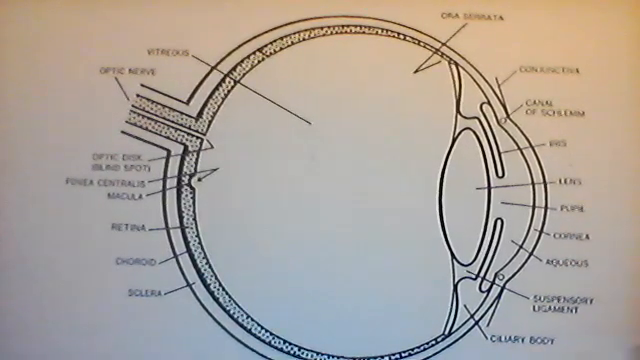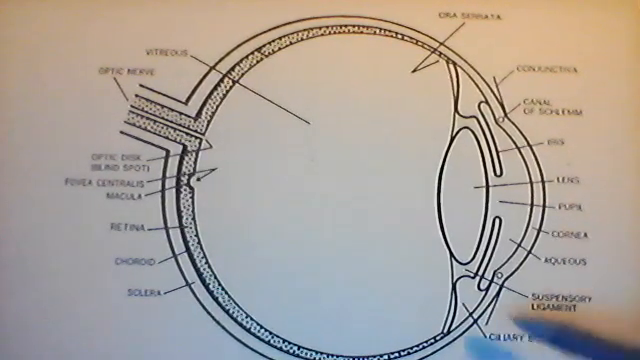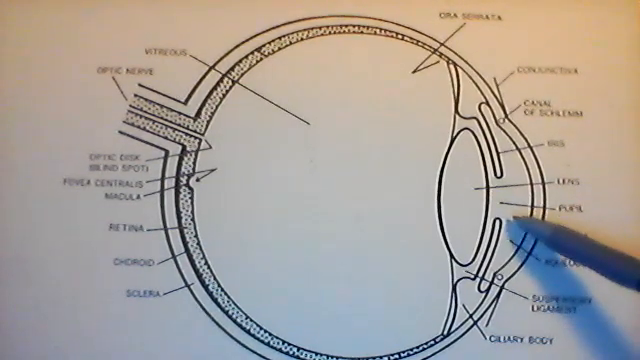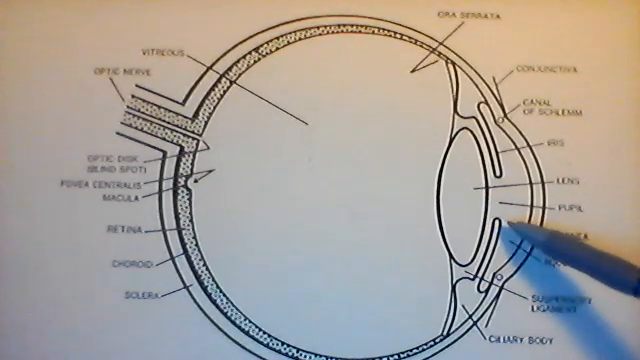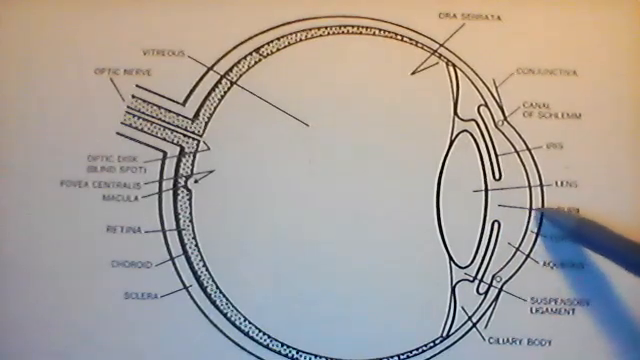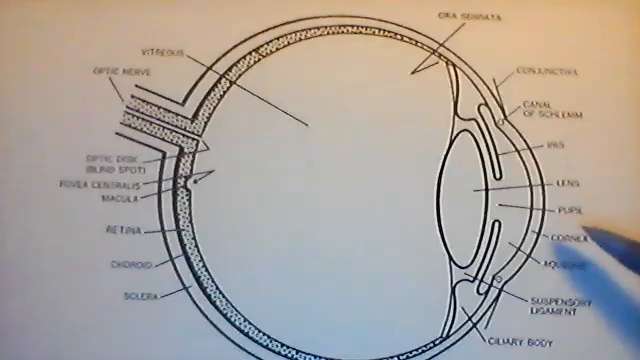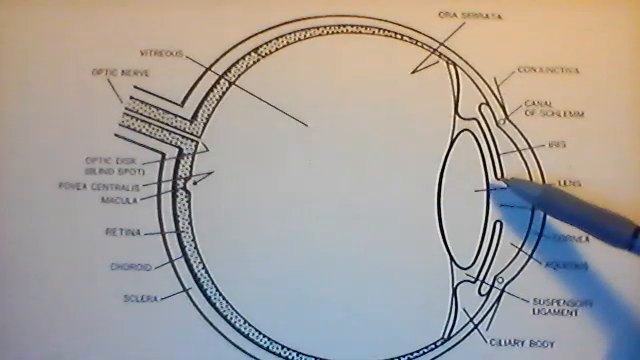Directly behind that, in this area here, you have the aqueous. It's the fluid that fills directly behind the cornea, all the way to the lens, into this anterior portion of the eye. The iris is here.